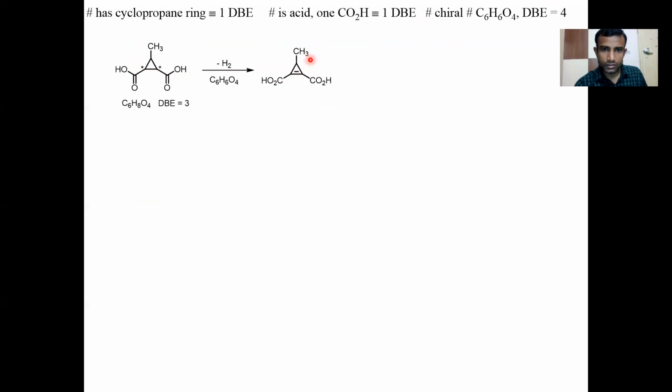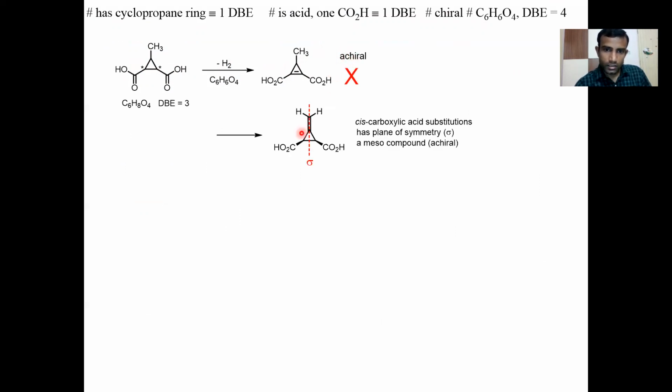you get this alkene. Is this molecule chiral? No, this is not chiral, so this is achiral. This is not our answer. Now let's switch to the next possibility.